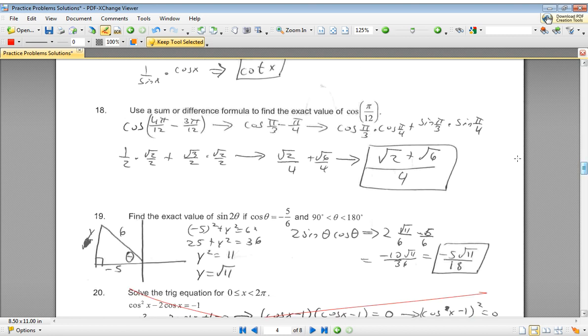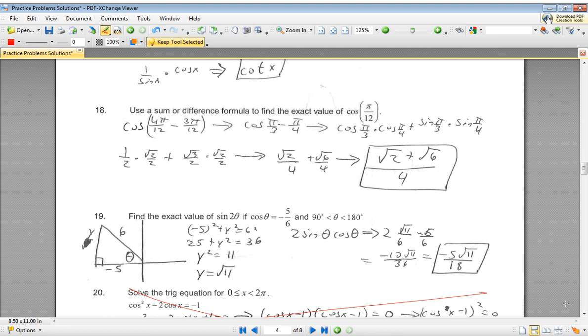Use our sum or difference formula to find the exact value. This is the problem where, if we want pi over 12, we're going to have to do sum or difference to find two things that add or subtract together that equal pi over 12. So in this case, he chose 4 pi over 12 and 3 pi over 12. They subtract to give me pi over 12. Well, 4 pi over 12 is a unit circle thing. That's pi over 3. 3 pi over 12 is a unit circle thing. That's pi over 4. Plug it in, multiply, and you get an answer.